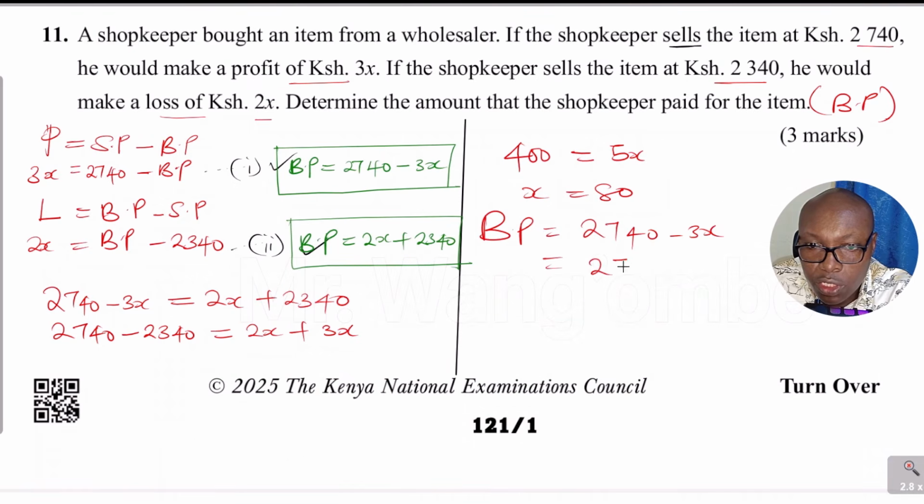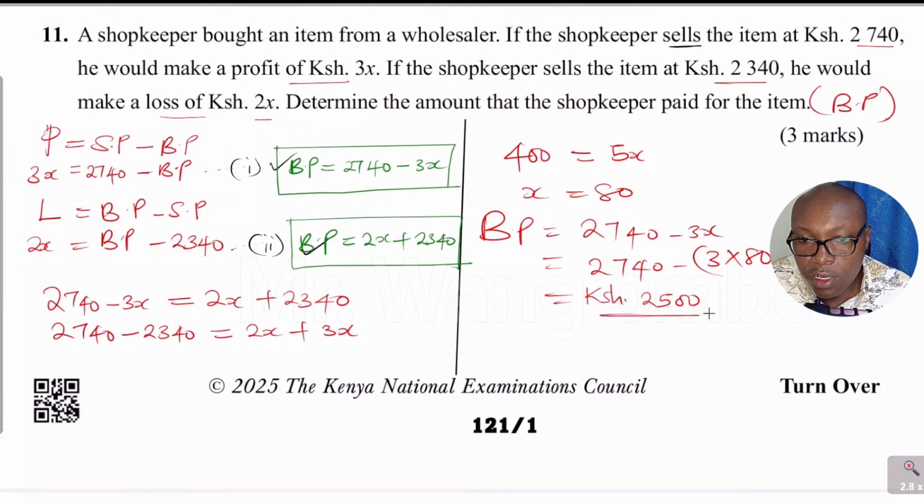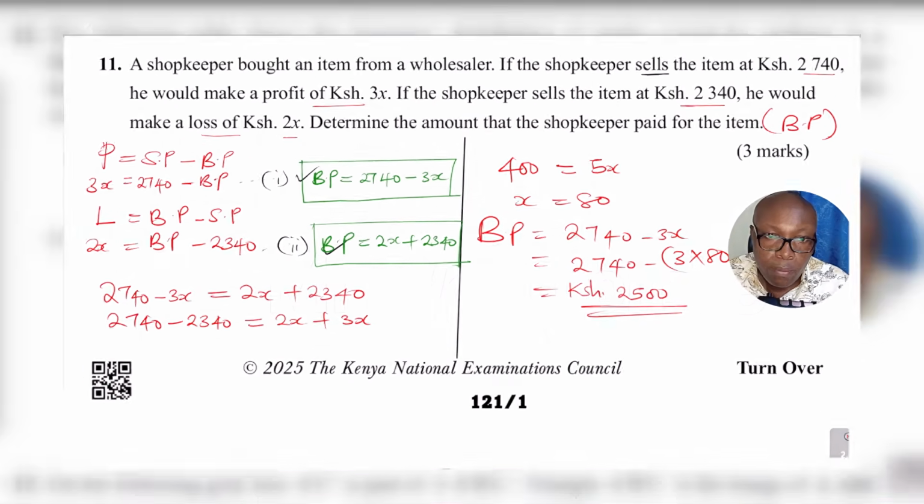So which is 2740 minus 3x, where x is 80. So this gives 2740 subtract 240, which gives 2500. 2500 as the buying price.